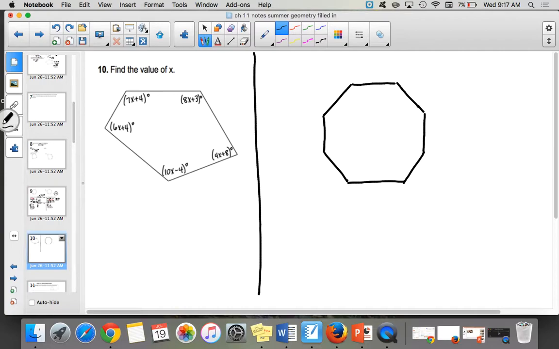So here's what I tell people to do with these regular shapes. Draw in a central angle.